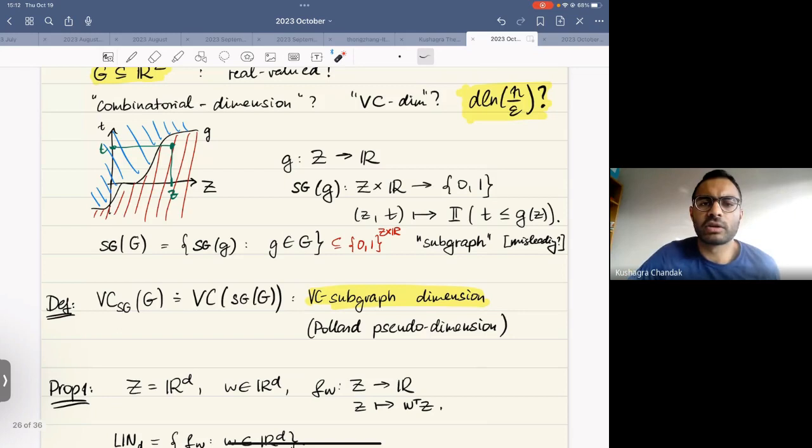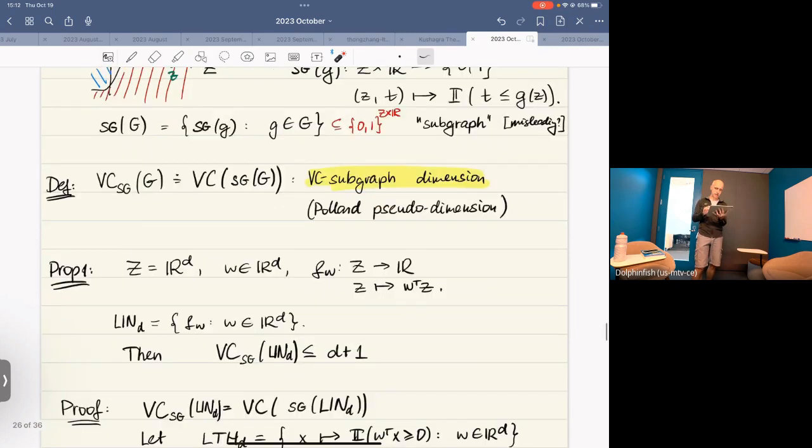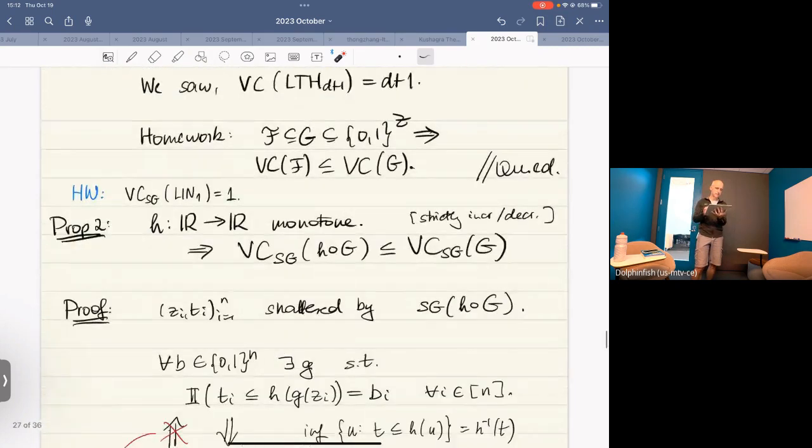Why do we have this log 1 over epsilon factor? Because of Sauer's lemma... we have no reason to believe that it should be there or shouldn't be there. It was not there before. Now it suddenly appears. Well, we will see where it's coming from. It's going to be there. All right.